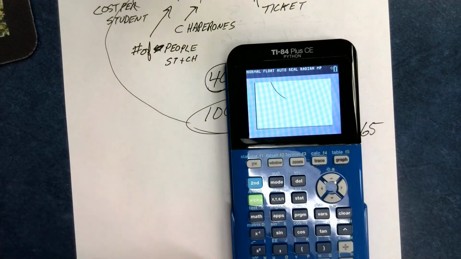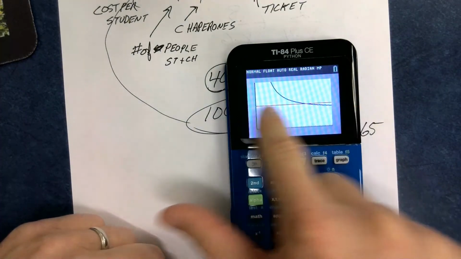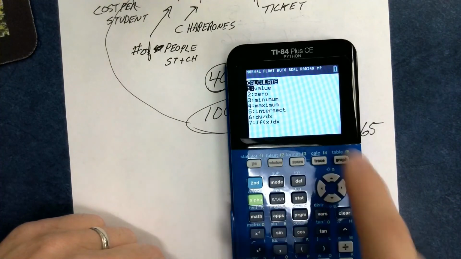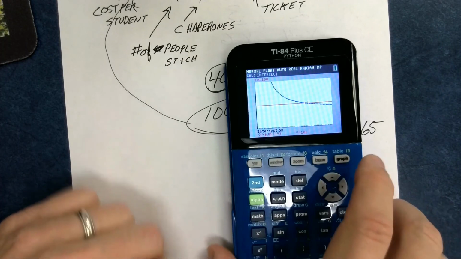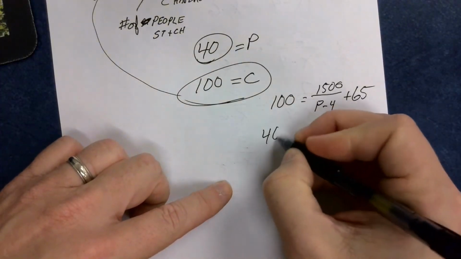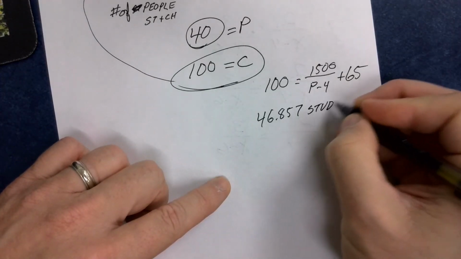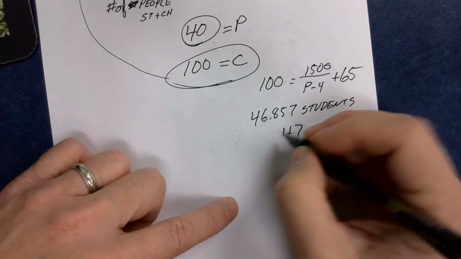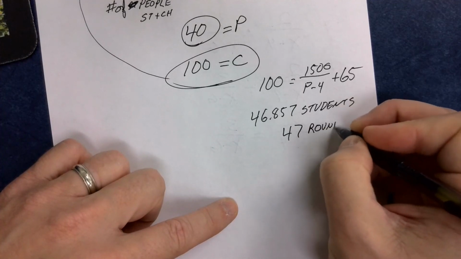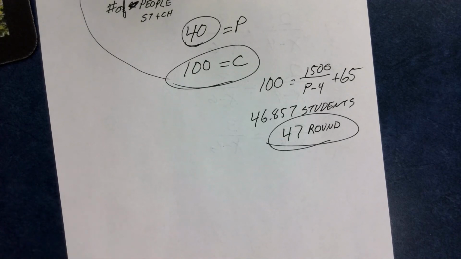And when I hit graph, there's my cost function, right? Here's my $100. Second trace, number 5, enter, enter, enter. And I can see that I need 46.857 students. Now, of course, some of you are like, wait, what? That's one odd student. So yes, we would round to 47 students, because 46.857 doesn't make sense. Okay? Hopefully that's a great help.